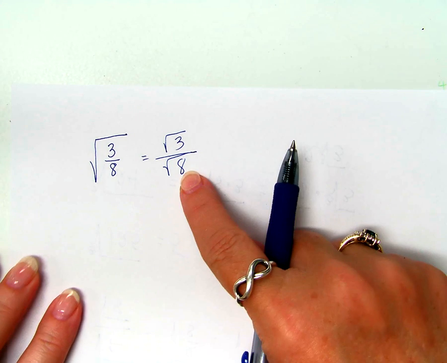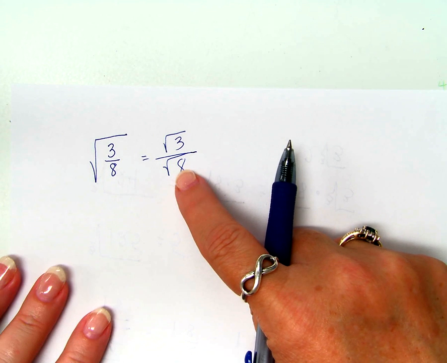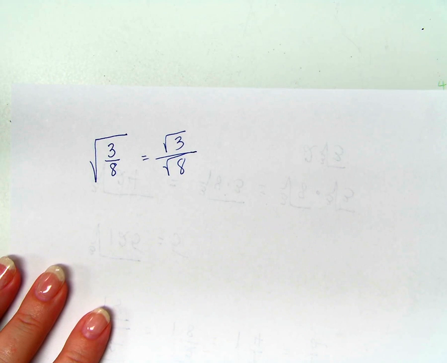So I need something inside here that I know the square root of. What's a number related to 8 somehow that you know the square root of? It's going to have to be bigger than that. Bigger than 8.